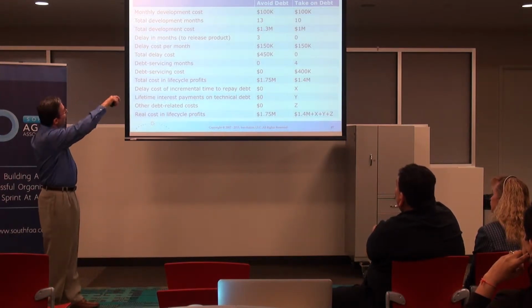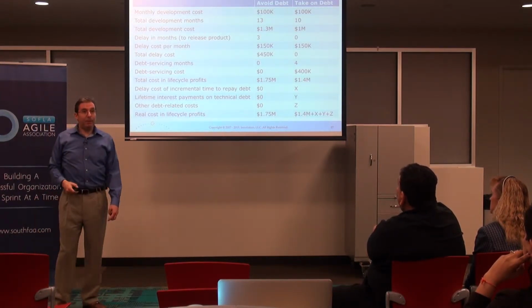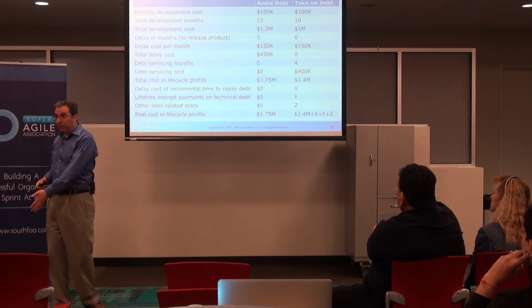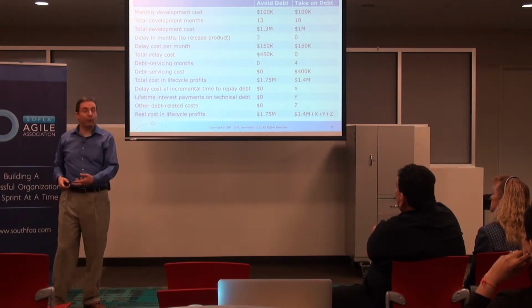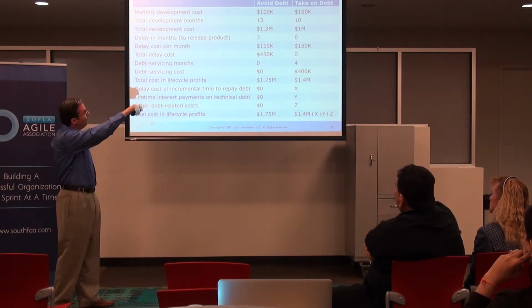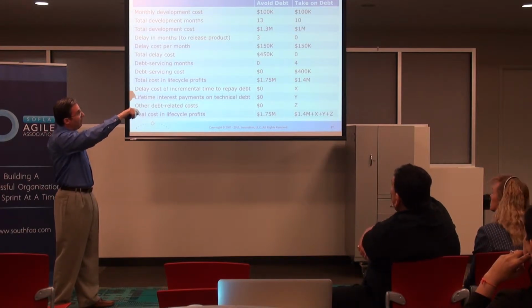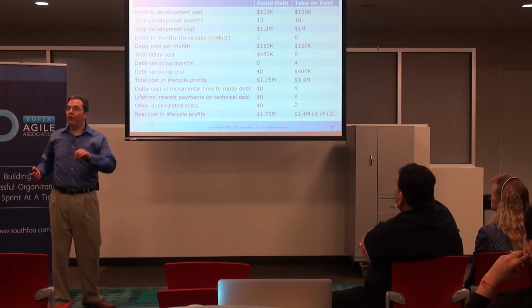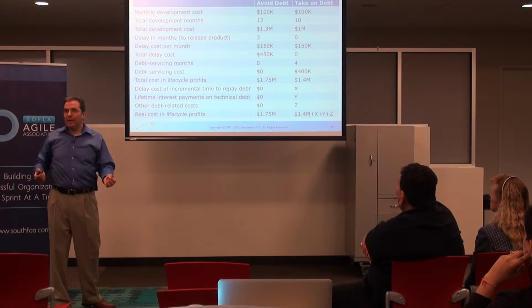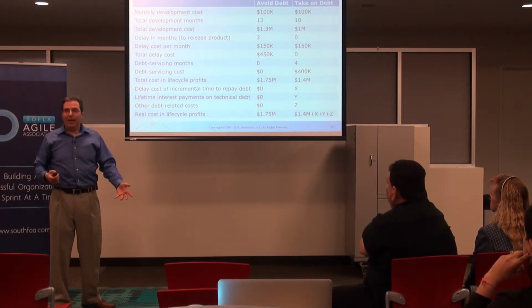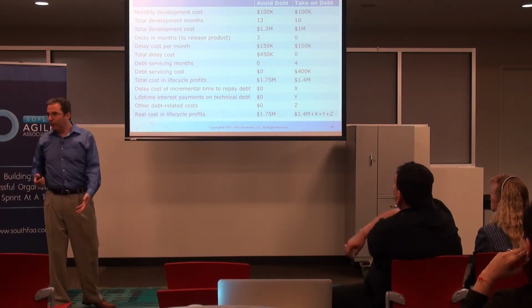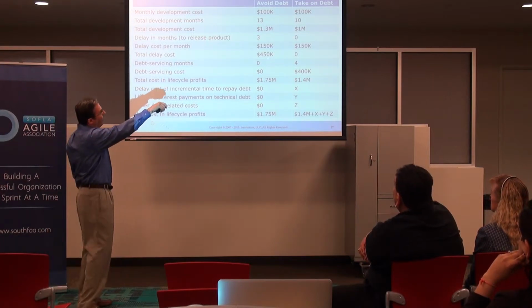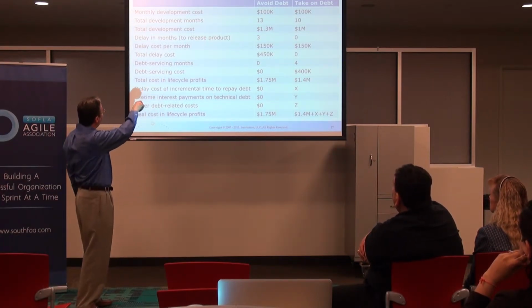All right. So now we're going to have a delay in shipping the product, right? Rather than shipping at the end of month 10, we're going to ship at the end of month 13, so there's a 3-month delay. We said it was $150K a month. We have the same cost of delay in both models, except we have no delay in the 10-month model, and we have a 3-month delay in the 13-month model. So we have $450K. So if you add it all up, right?